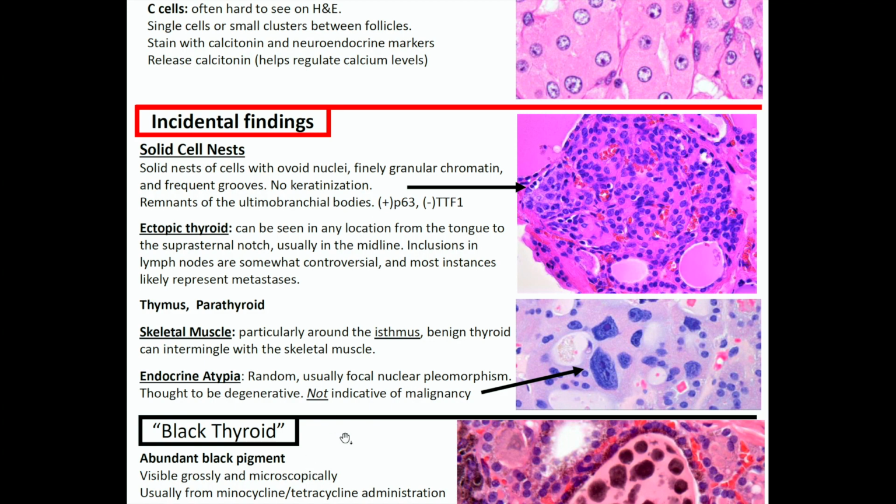So next up, we've got black thyroid. Black thyroid, referring maybe to the color that it would look grossly. Maybe the thyroid appears very dark or black with abundant black pigment. You can see that grossly and microscopically, and that's usually from minocycline or tetracycline administration, with no impact on thyroid function. So minocycline and tetracyclines are notorious for causing this aberrant pigmentation in various parts of the body, some of which can be the thyroid.